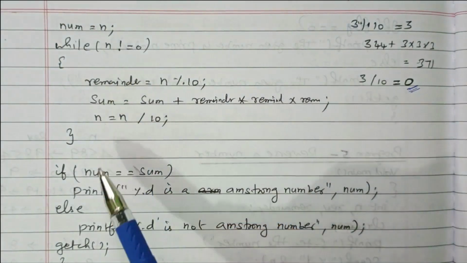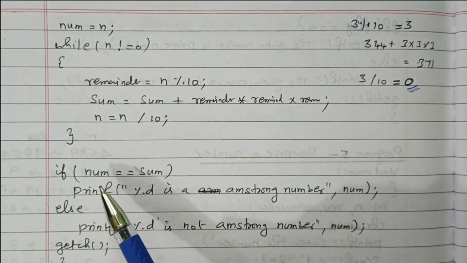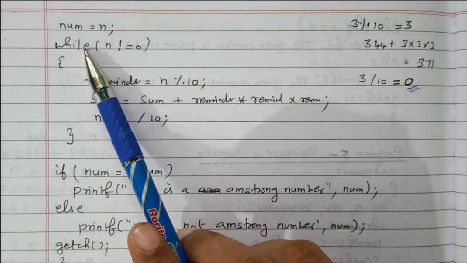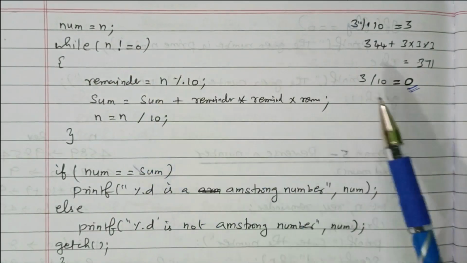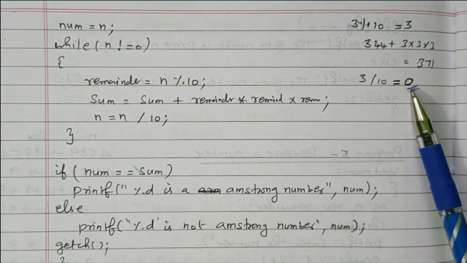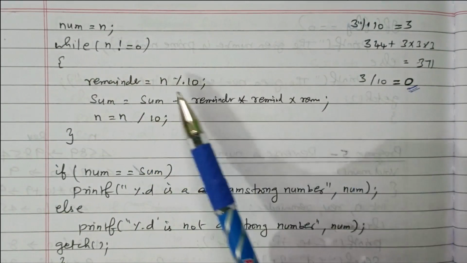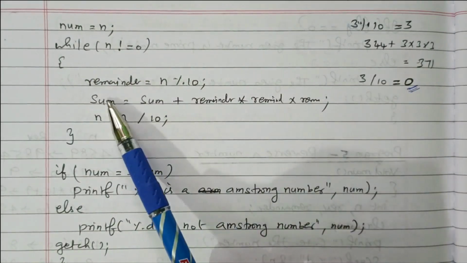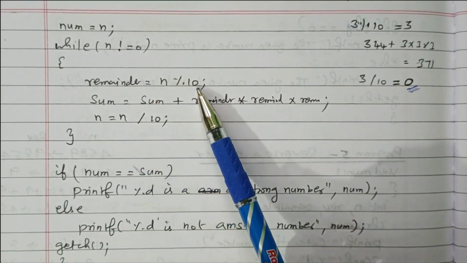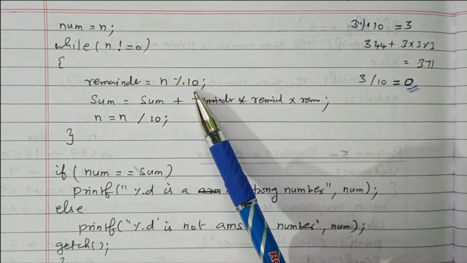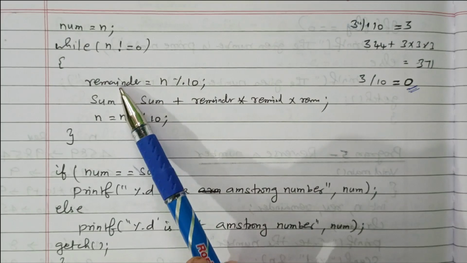In order to finally check this value, the number is stored in num. So while n is not equal to 0, that is our final checkup. If it reaches 0, we can stop the process. When it is not equal to 0, we repeat this process. Remainder equal to n percentage 10. This is the first step we are doing, so the remainder will be stored here.